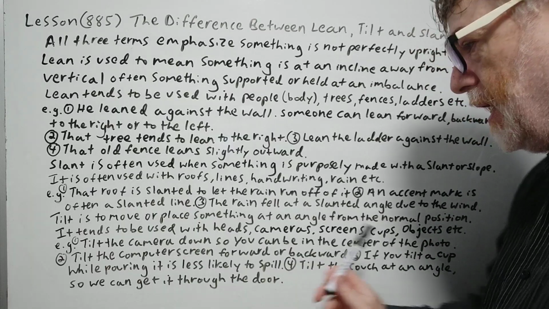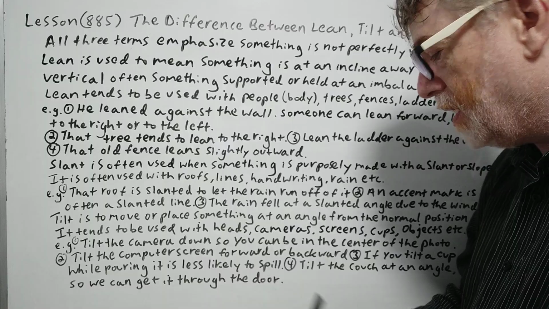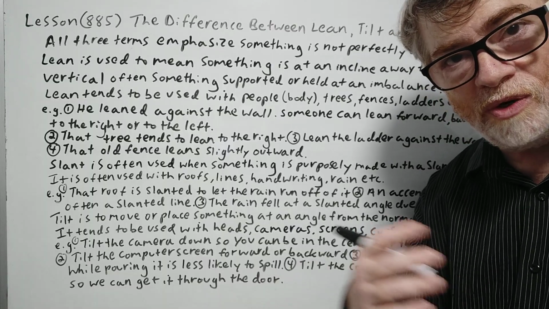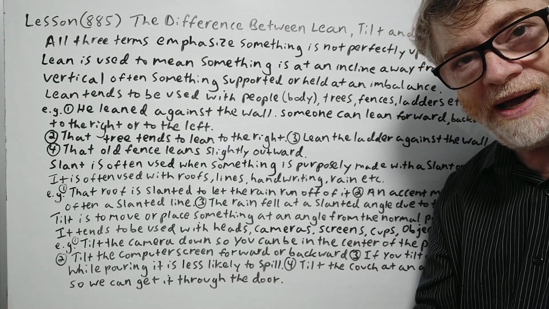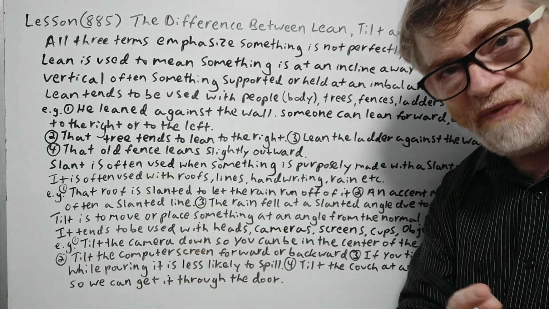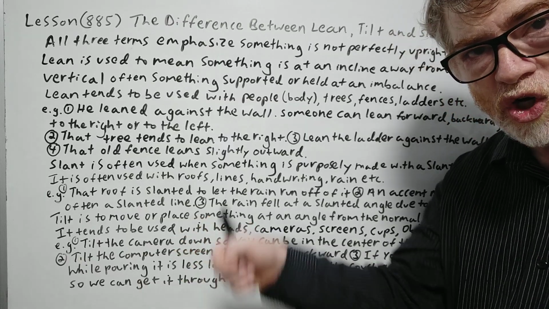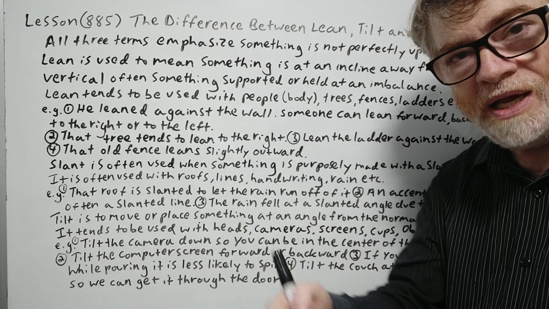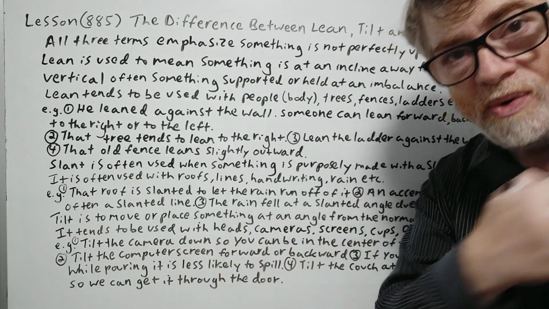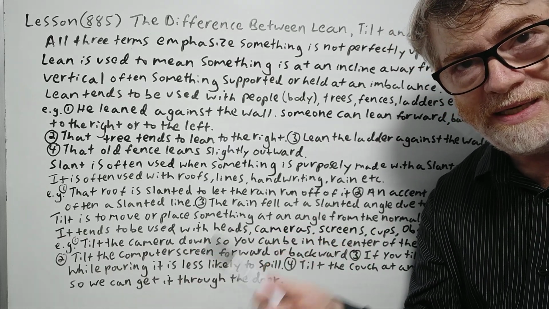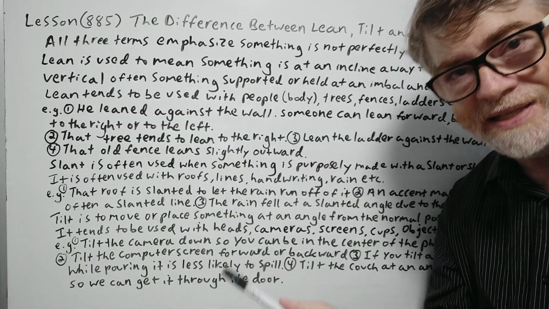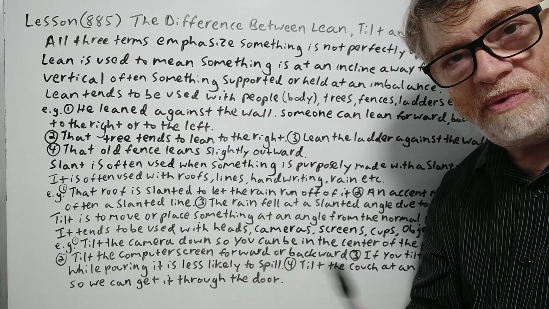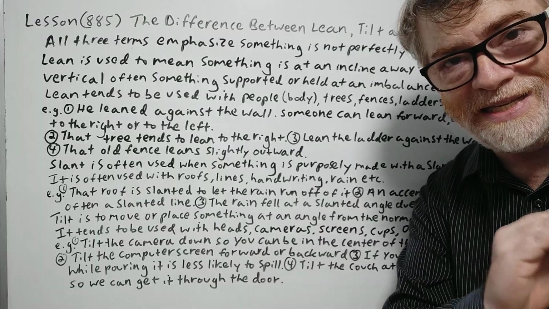Tilt the couch at an angle so we can get it through the door. All right, especially like we said, when you're moving things, and sometimes things don't easily fit through a door, so you might have to turn them on the angle. When you turn them on the angle, they can go through easier. So we often use the word tilt in that way. We don't usually say slant. We don't say lean. We would use tilt very much in that sense.